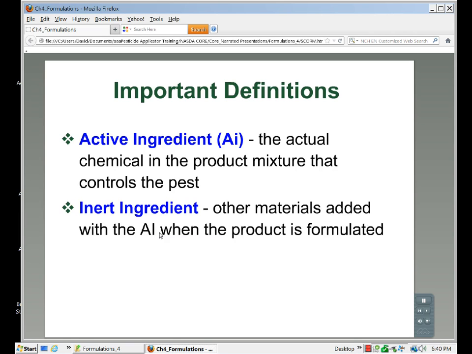The inert ingredients are materials added during the formulation process for several different reasons, but inert ingredients don't have pesticidal activity. Inerts may simply be added as bulk material to aid in handling the product. They may be added to increase the safety of the product, or they may help the product be more effective.